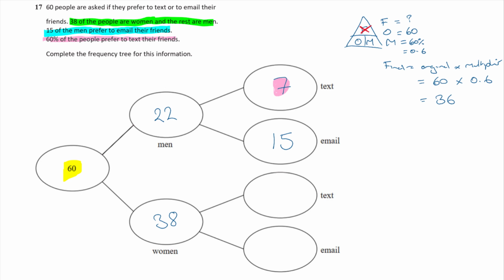So women who like to text is going to be equal to that 36 people who like to text minus the 7 men who like to text. That leaves me with 29 women who like to text. So that number there is 29. And then what's left for email is going to be the rest, isn't it? 38 take away 29 leaves me with 9 there. So all the bubbles are now complete.